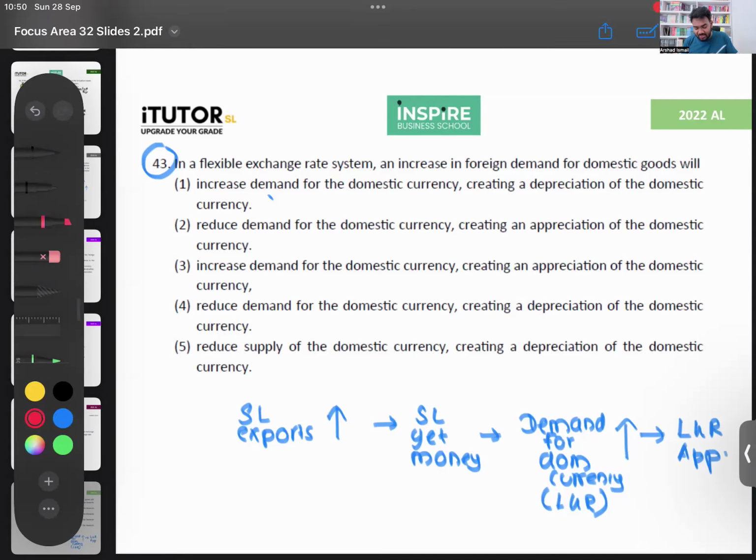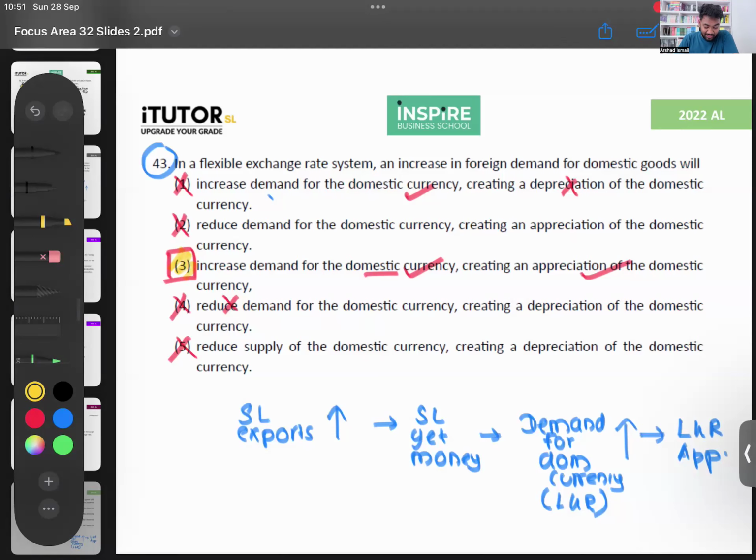Okay, so look for an answer that goes in line with this story. Number 1, increase in demand for domestic currency, correct, creating a depreciation, wrong. Reduce demand, no. Increase in demand for domestic currency, correct, creating an appreciation of the domestic currency, correct. Reduce demand, wrong. Reduce supply, no. So the answer is number 3.